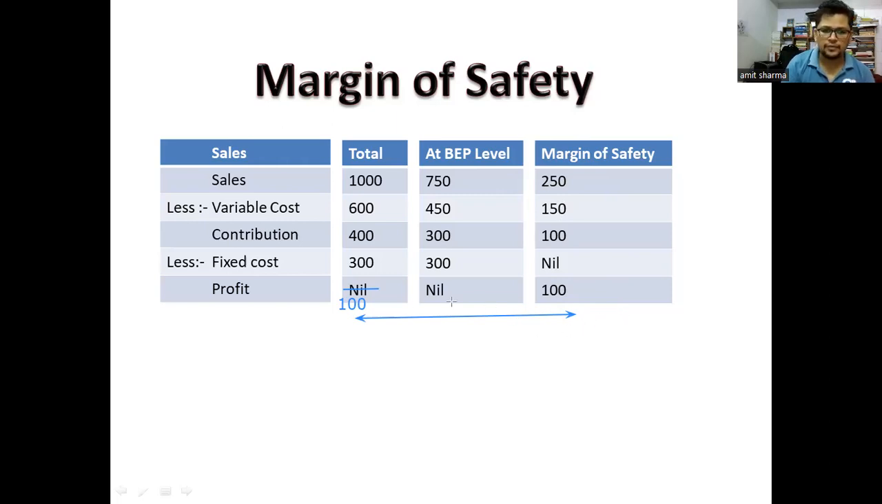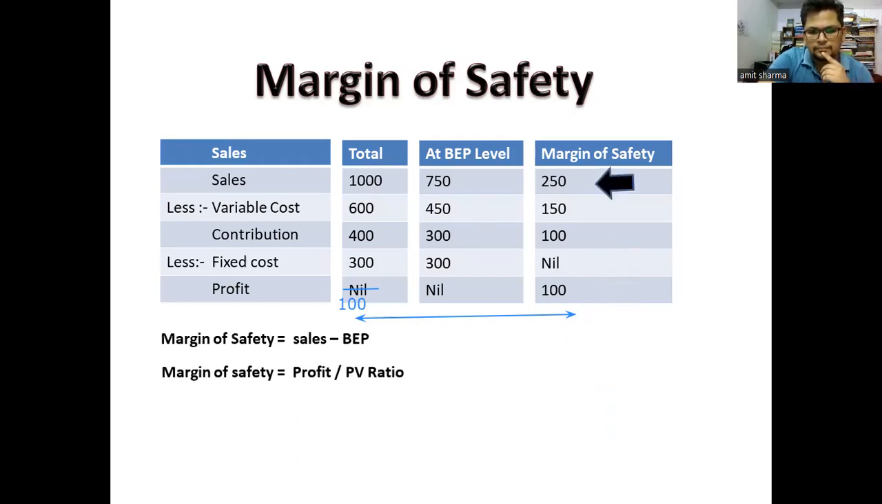So it is very important to note that the profit element is only part of the margin of safety, because up to the break-even point level, we're not in a situation to get money as a profit. So what will be the formula of margin of safety? Here the margin of safety is rupees 250. So we can say sale minus break-even point sale is equal to margin of safety.